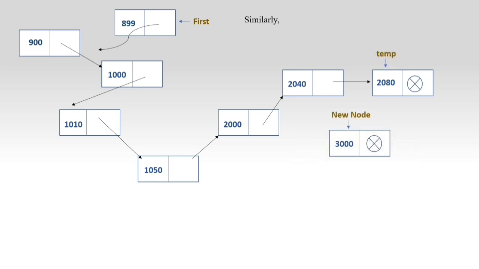Similarly, in another example we will consider a new node which contains 3000. Temp traverses to the end of the linked list, and now temp stores the address of the new node. Thus, the linked list is expanded. This is how rear insertion is done.